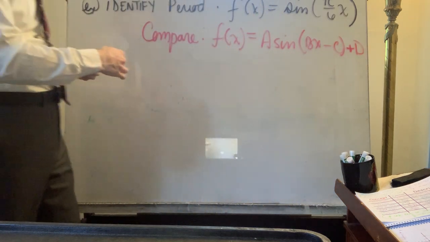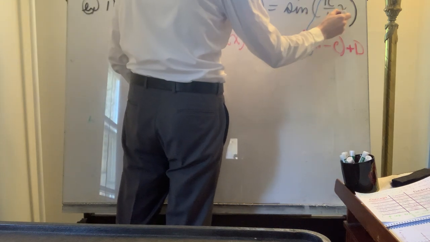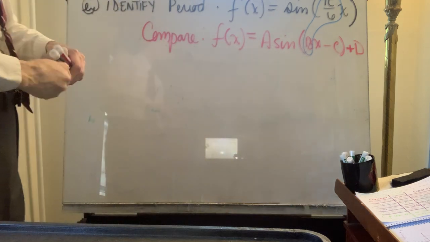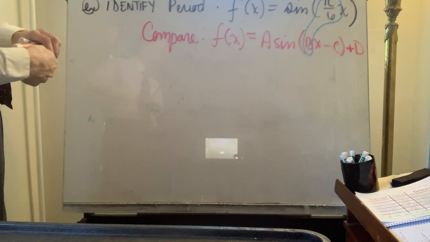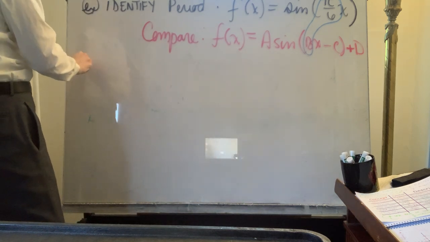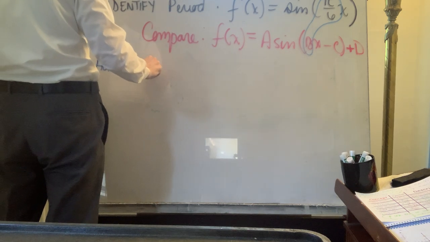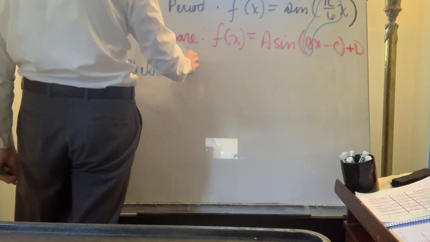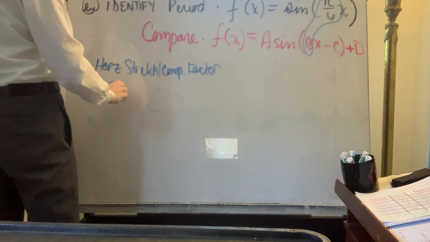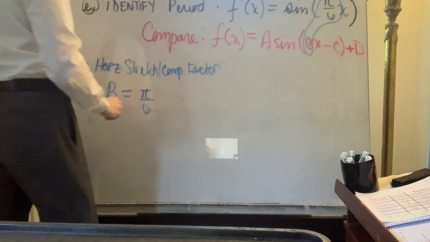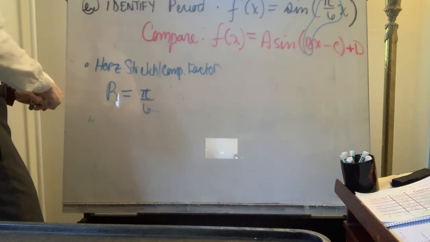In this event, there is what appears to be a B value. So what do we have? We have a horizontal stretch or compression factor known as B. And it is, in fact, pi over 6. All right. Can we use that to calculate the period? Yes.